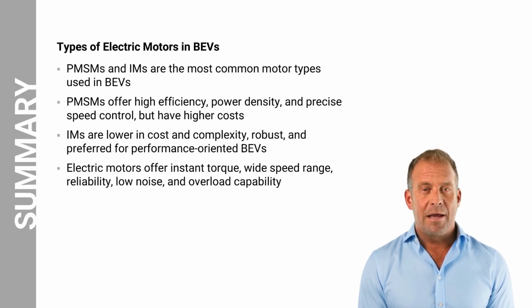We have now reached the end of the lesson, and let us summarize what we have learned. The most common types of electric motors used in battery electric vehicles are permanent magnet synchronous motors and induction motors. PMSMs offer high efficiency, power density, and precise speed control, but come with higher costs. IMs, on the other hand, are lower in cost and complexity, robust, and preferred for performance-oriented BEVs.